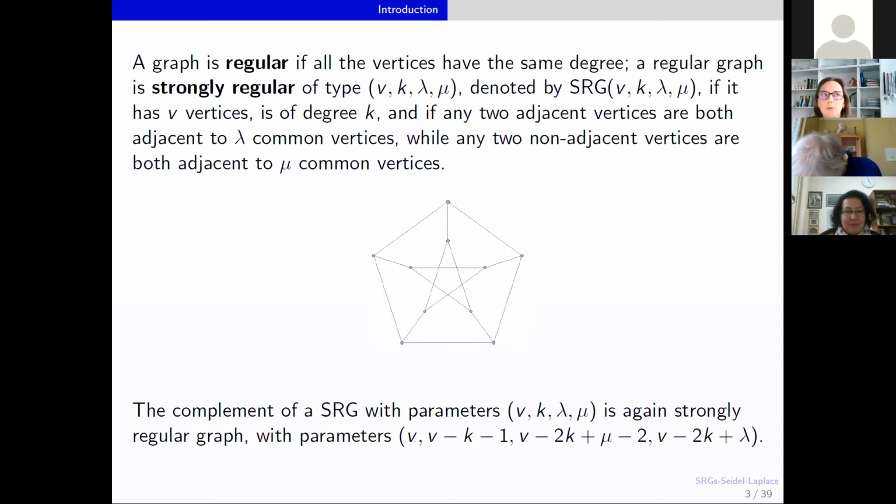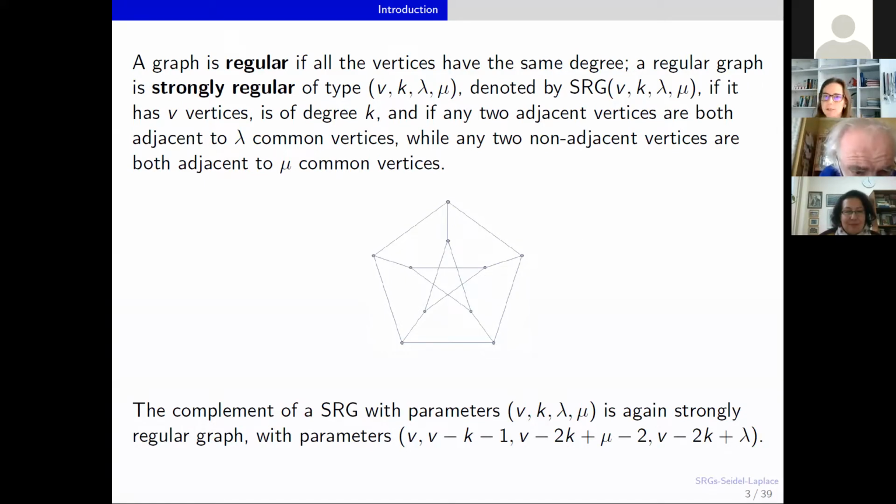Okay, so first of all, we will need some basic facts about graphs, especially strongly regular graphs. Strongly regular graphs were seen before, and you have also seen this picture, but I will repeat it. We say that a graph is regular if all the vertices have the same degree. You can see in this picture, this graph is the Petersen graph, and it is regular with degree 3.